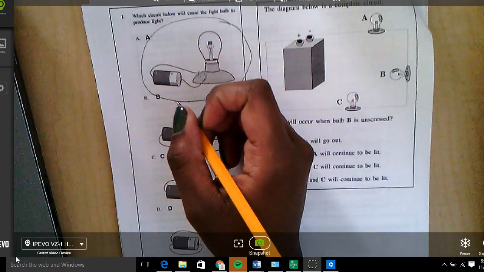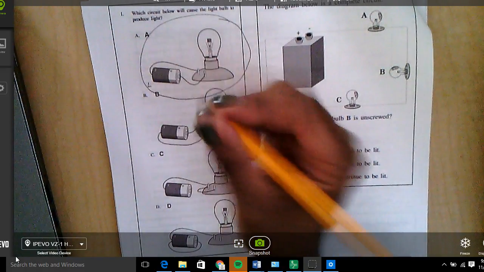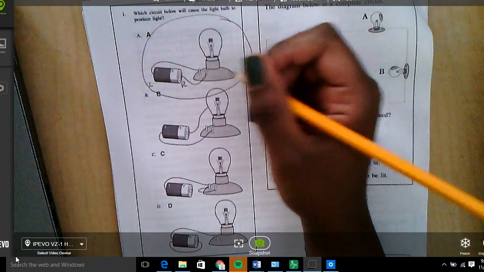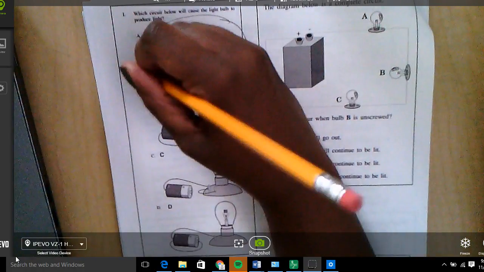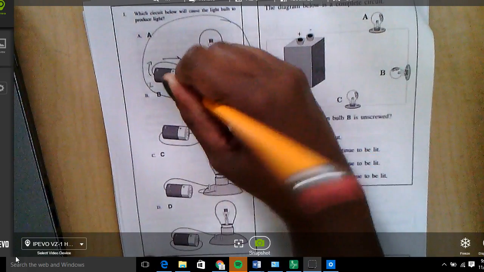And track back up here. If this is the left side of my battery and this is the right side, which way will the electricity flow? Go ahead, Ramaya. From the negative to the positive. So your arrows should go in this fashion. Very good. Let's go over here.